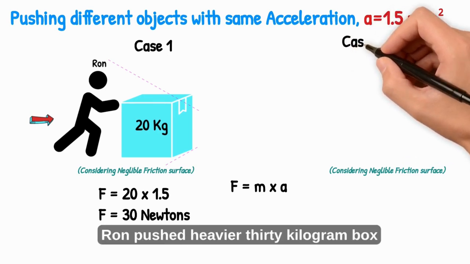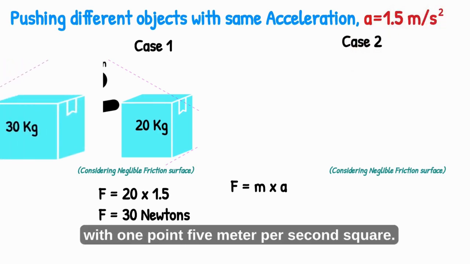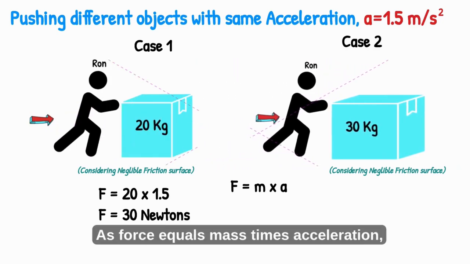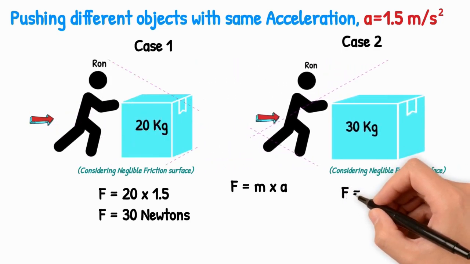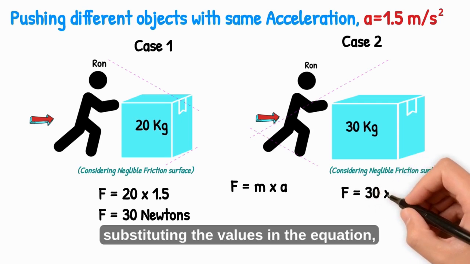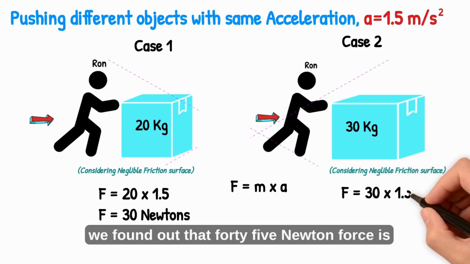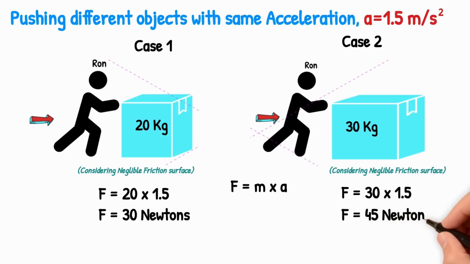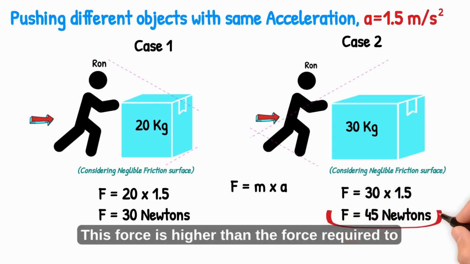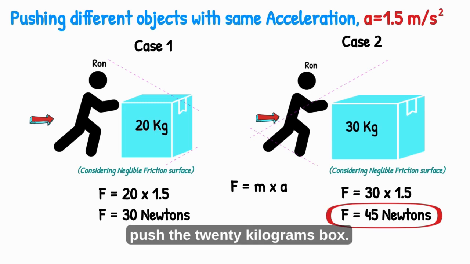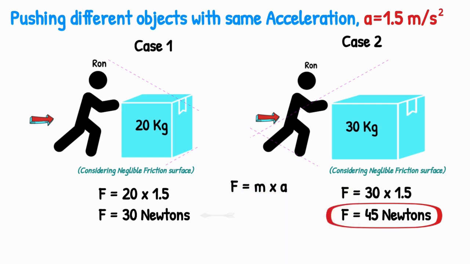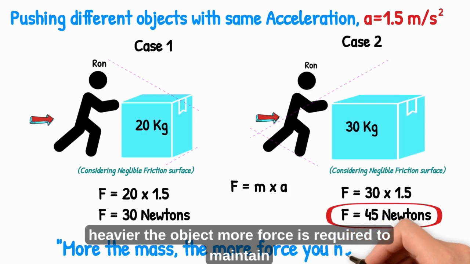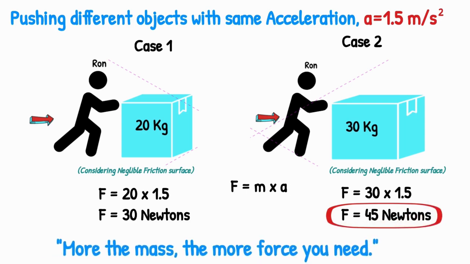In case 2, Ron pushed a heavier 30 kilogram box with 1.5 meters per second square acceleration. As force equals mass times acceleration, substituting the values in the equation, we found out that 45 Newton force is required to maintain the same acceleration. This force is higher than the force required to push the 20 kilogram box. Hence we can say that, the heavier the object, the more force is required to maintain the same acceleration.